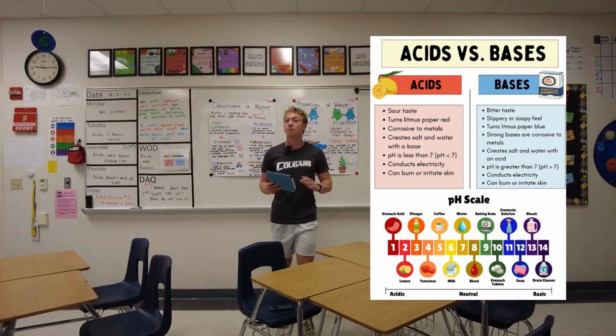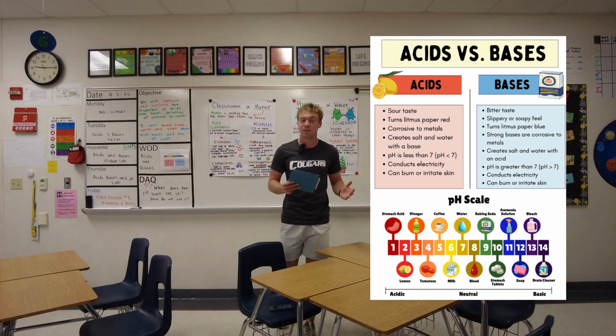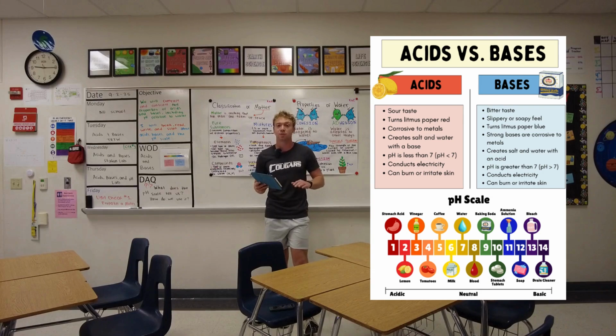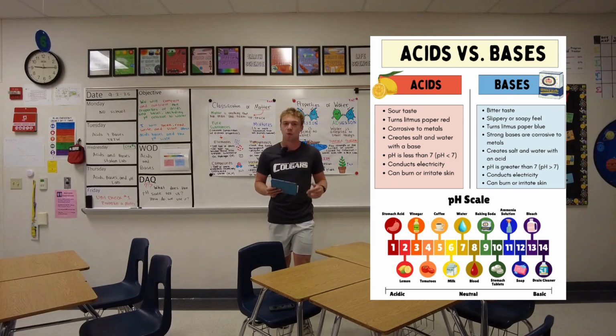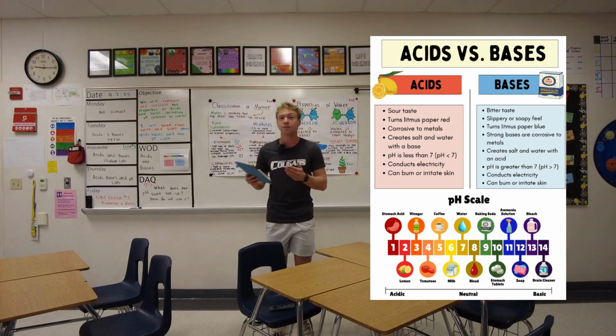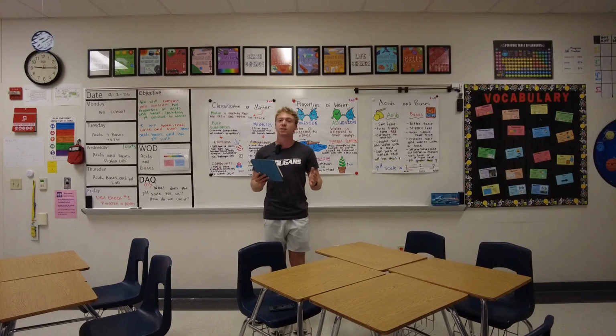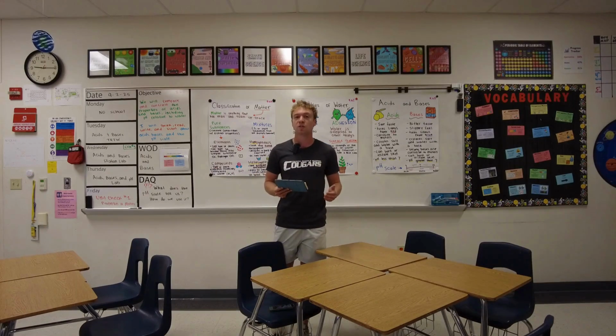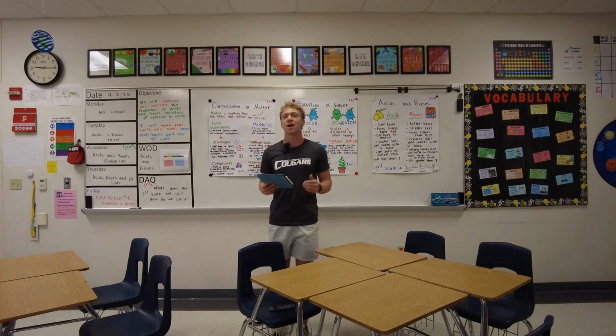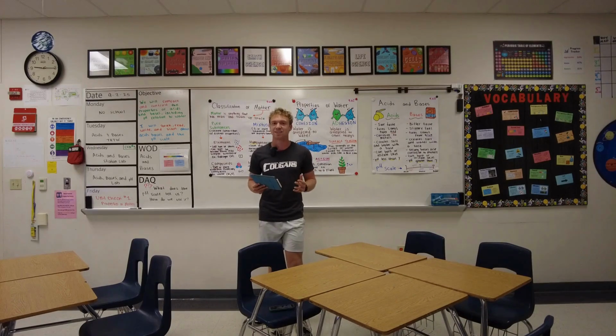Now we use something called the pH scale to measure acids and bases. Substances with a pH of less than 7 are acidic, while substances with a pH of greater than 7 are basic. A substance that has a pH of 7 is called neutral. Let's go ahead and take a look at some properties of acids and bases.